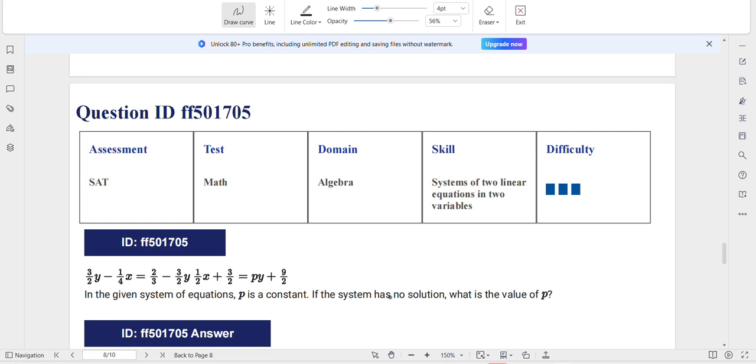This is another question for today. In this question we have two equations, a system of equations which has no solution, and we have to find the value of p. So let us get started.